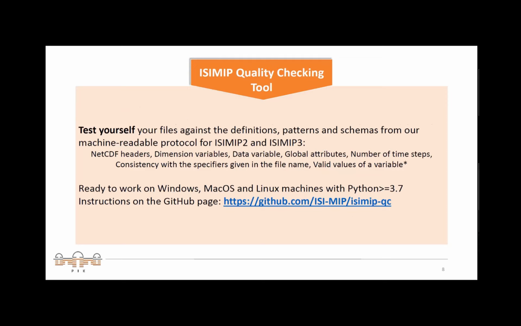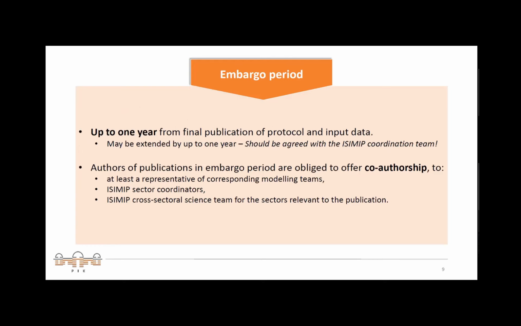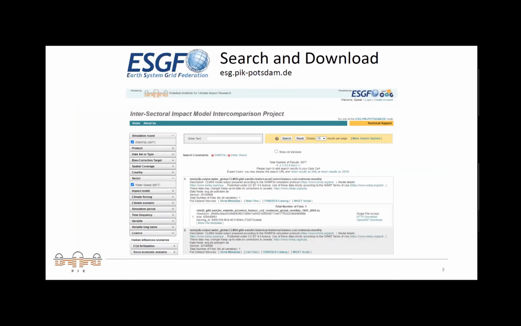And finally, I would like to tell you a bit more about this embargo period, because many people ask about this. During this embargo period, when your data are only available on the carrot set, if anybody uses your data from there, they are obliged to offer co-authorship to at least a representative of your modeling team and the ISIMIP sector coordinators and cross-sectoral science team. After this embargo period, they are not obliged to do it, but we strongly recommend it. If you want these conditions to change, you have to consult with us first. And yeah, that's it. Thank you.